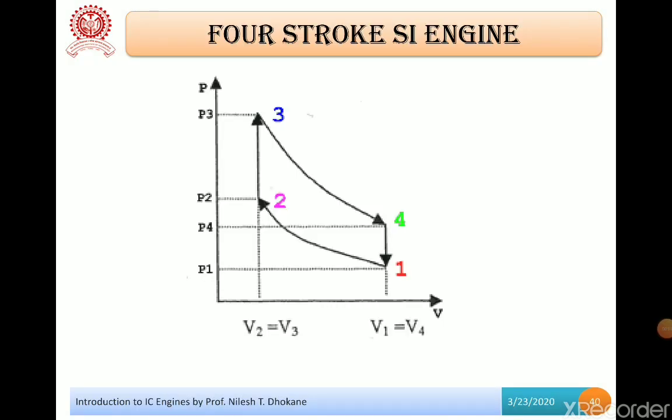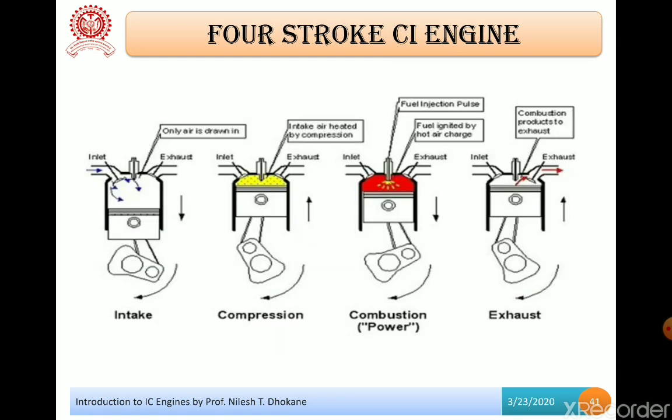So here in this slide, you can see the 4-stroke SI engine cycle, that is the Otto cycle. Already we have seen the Otto cycle. We have derived the formula for finding out the efficiency in basic thermodynamics. So 1 to 2, 2 to 3, 3 to 4, and 4 to 1. So here it is the Otto cycle. We'll not discuss it now. We'll move to the next one.